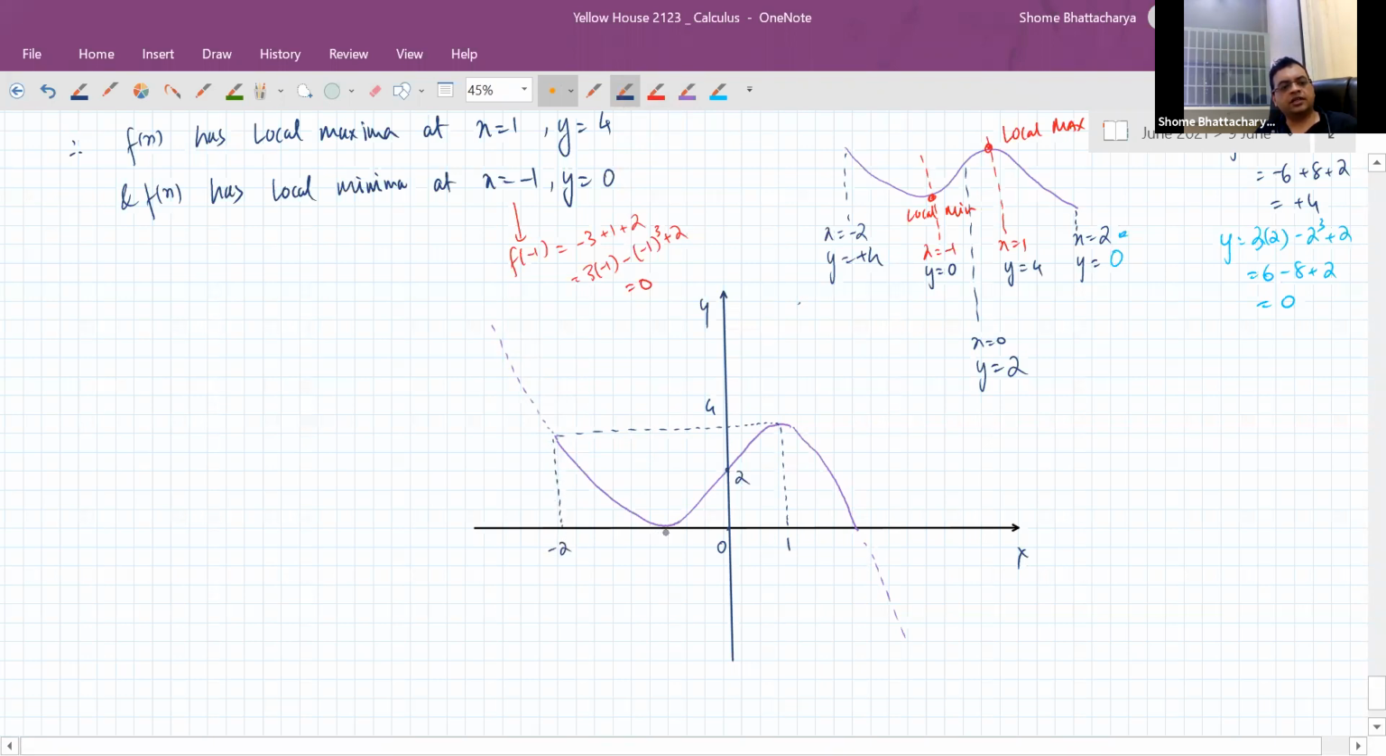So at -2 it is like this, at -1 it is like this, at 1 it's like this, and then again at 2 it is like this. So it has this kind of a shape.